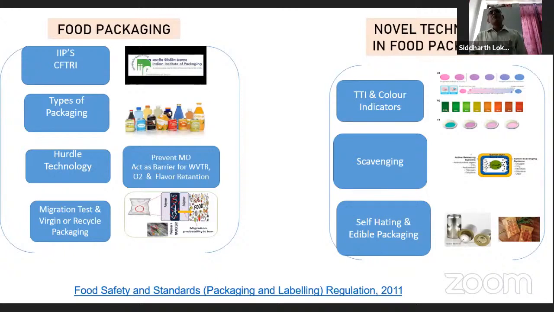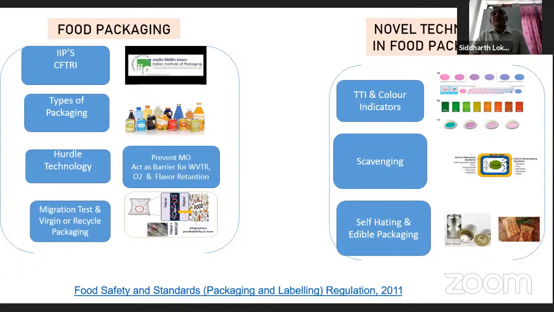Hurdle technology is a combination of several technologies. Whenever we adopt hurdle technology in packaging, the first most important objective is to prevent microorganisms, and at the same time the packaging material should act as a barrier for water vapor. Oxygen and flavor retention is another objective of adopting hurdle technology in packaging. Then some of the promising features of the packaging material are essential while you are dealing with RMPM, that is, raw material and packaging material.